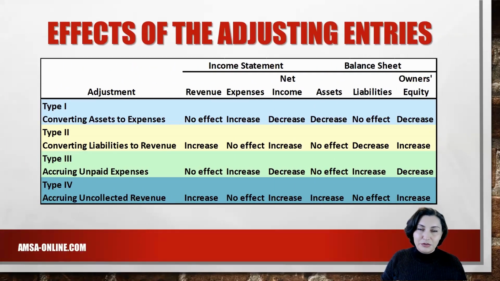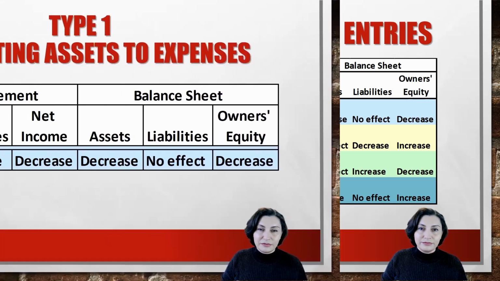We identified 4 types of adjusting entries. Each of them involves one income statement account and one balance sheet account. The effects of these adjustment types on the income statement and balance sheet are summarized here. Let's take a closer look at it.